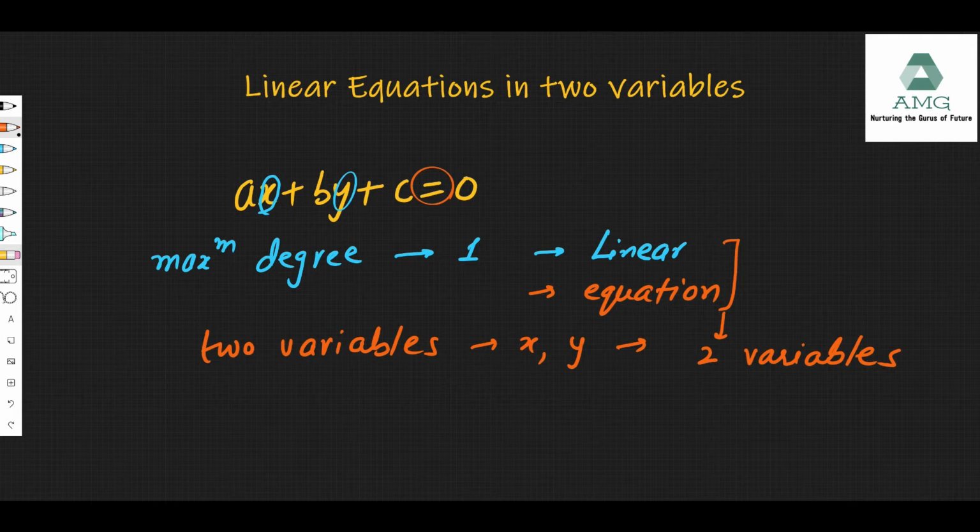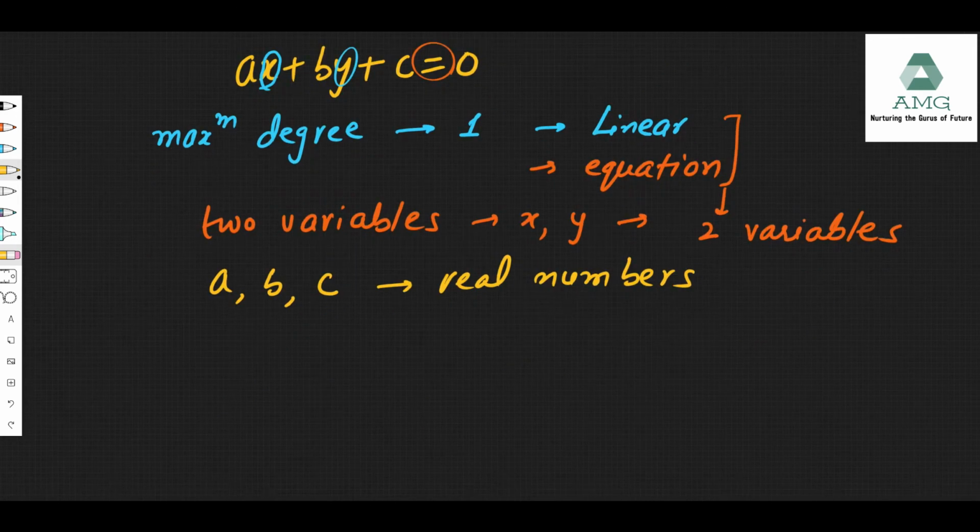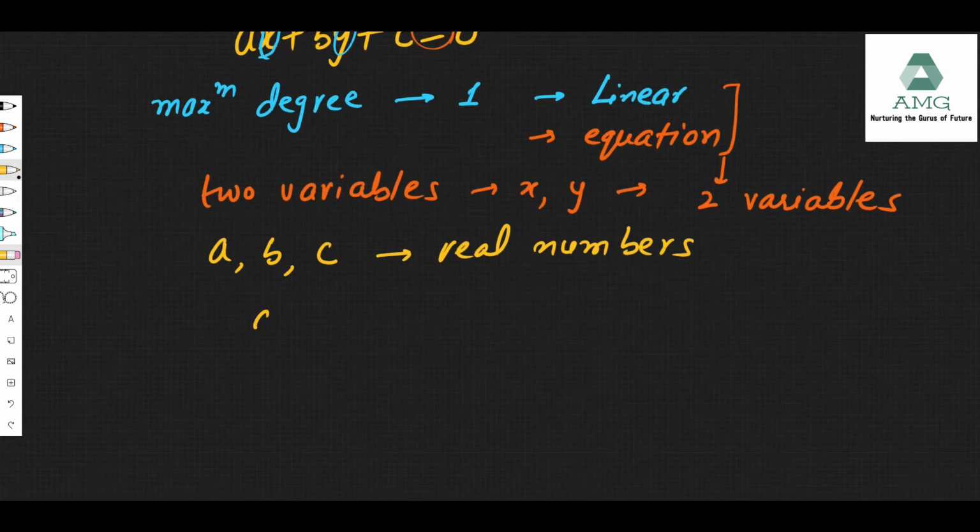What about a, b and c present in this linear equation? a, b and c are real numbers, and the values of a and b cannot be equal to 0.